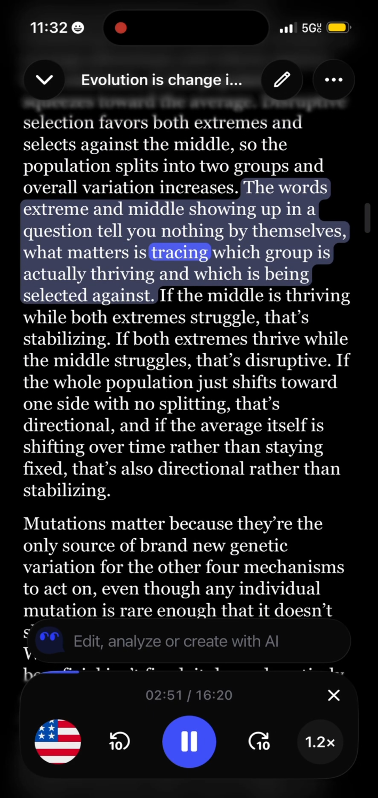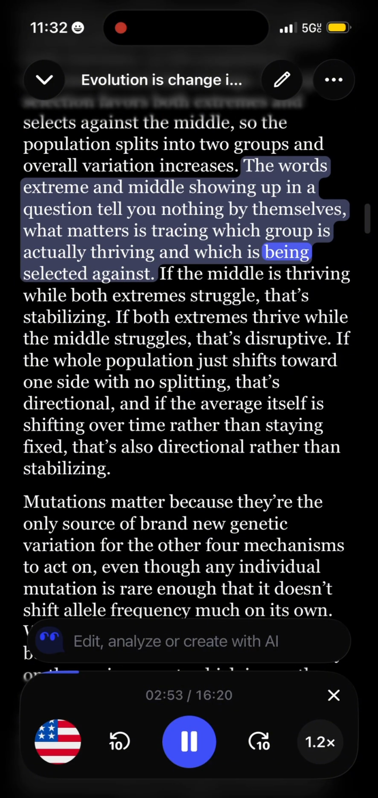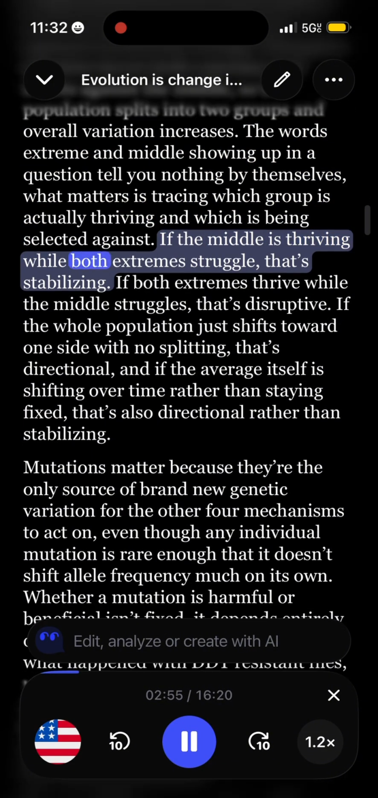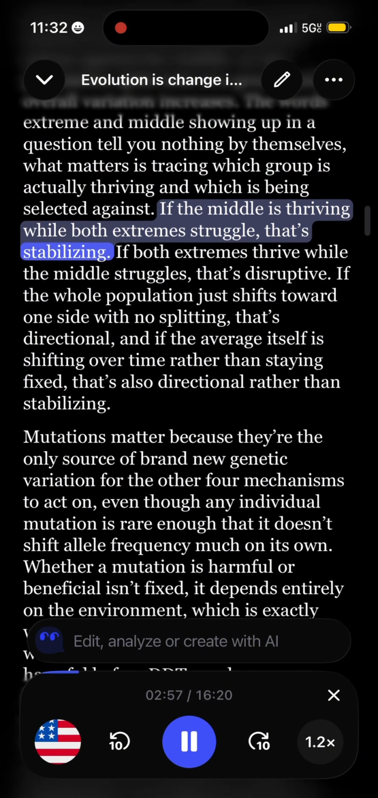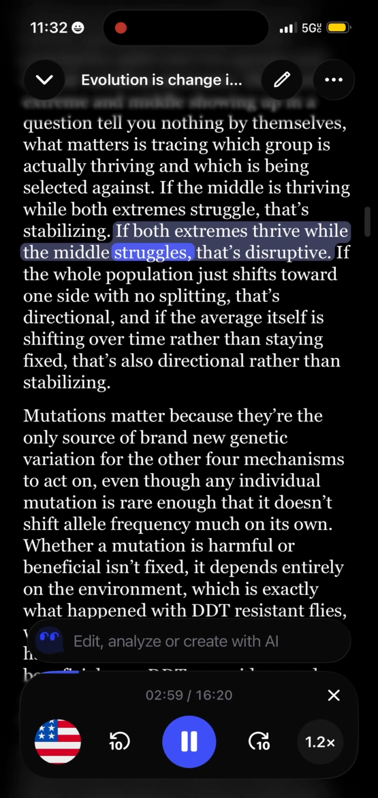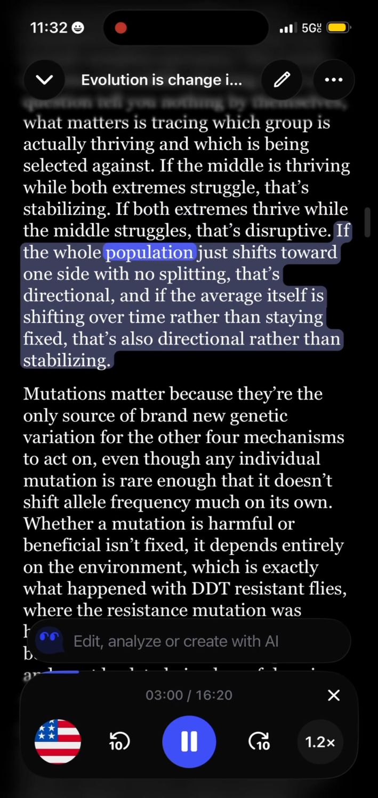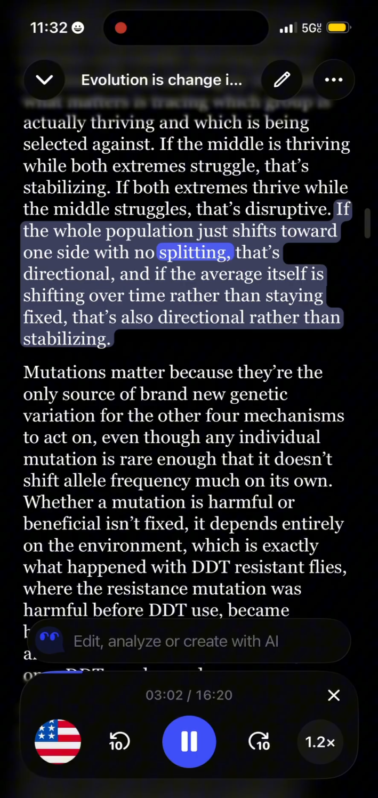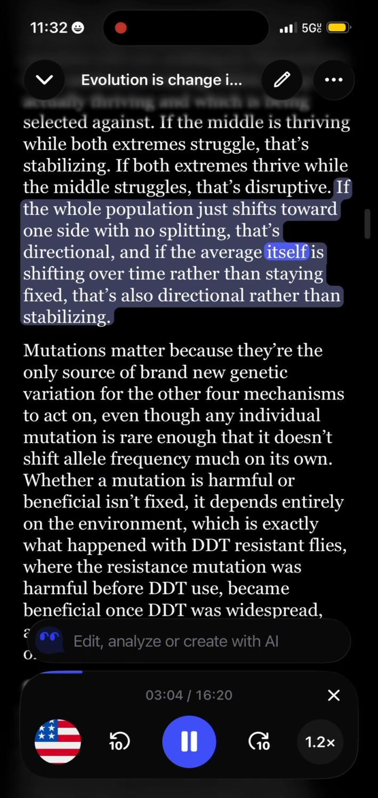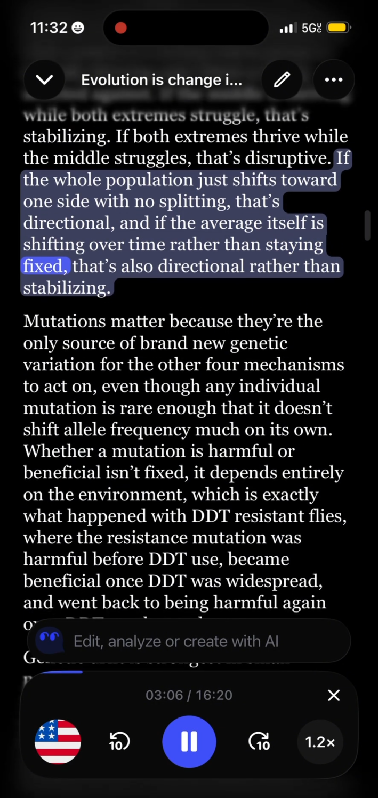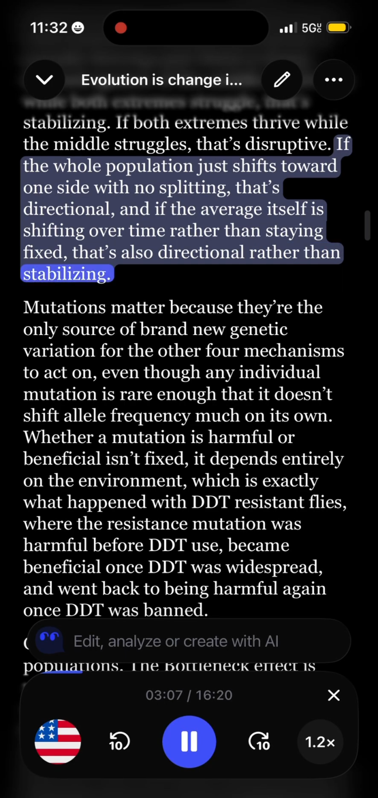What matters is tracing which group is actually thriving and which is being selected against. If the middle is thriving while both extremes struggle, that's stabilizing. If both extremes thrive while the middle struggles, that's disruptive. If the whole population just shifts toward one side with no splitting, that's directional. And if the average itself is shifting over time rather than staying fixed, that's also directional rather than stabilizing.